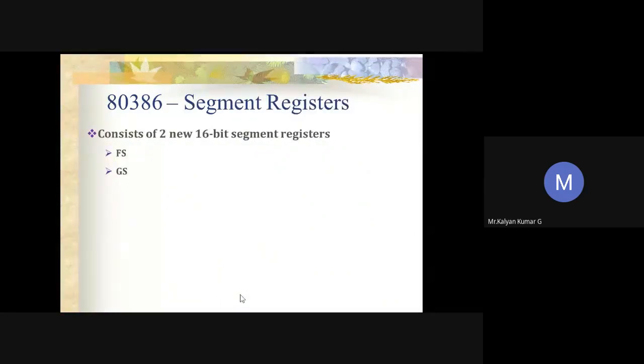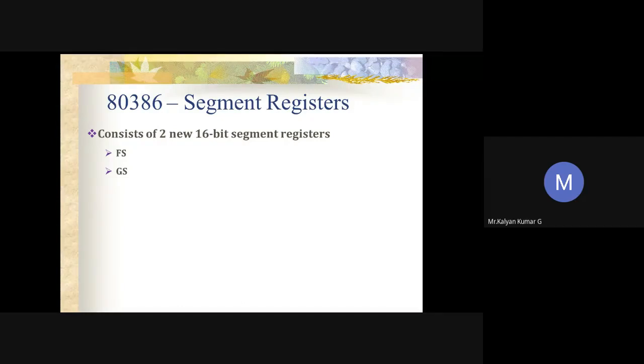So actually, in addition to these registers, how many segment registers do we have in 8086? How many segment registers do we have in 8086? This is the most basic question which is always asked. So we have 4 segment registers in 8086.